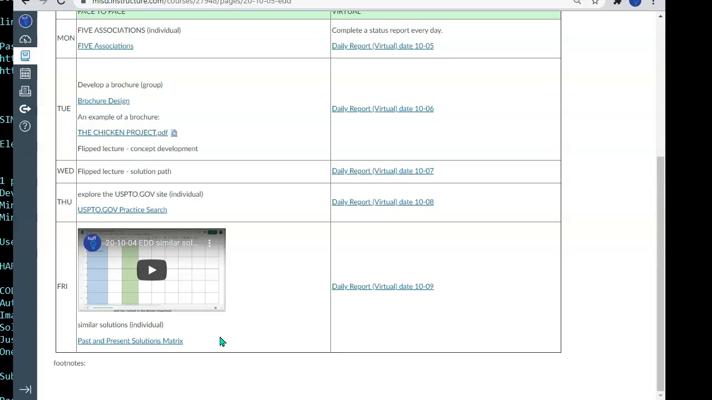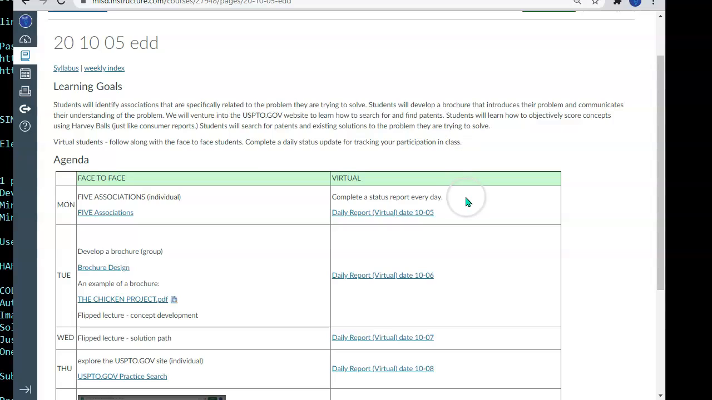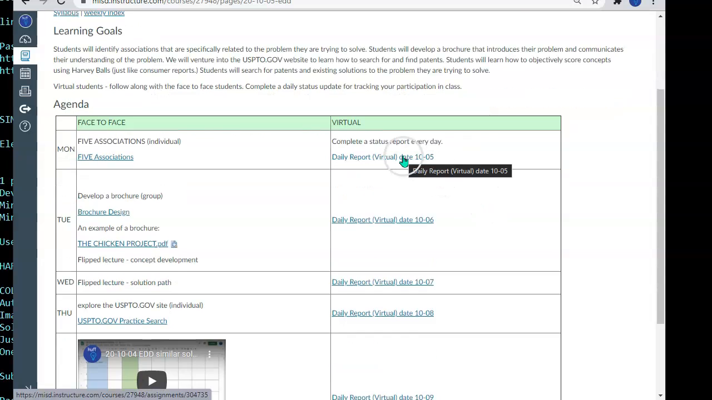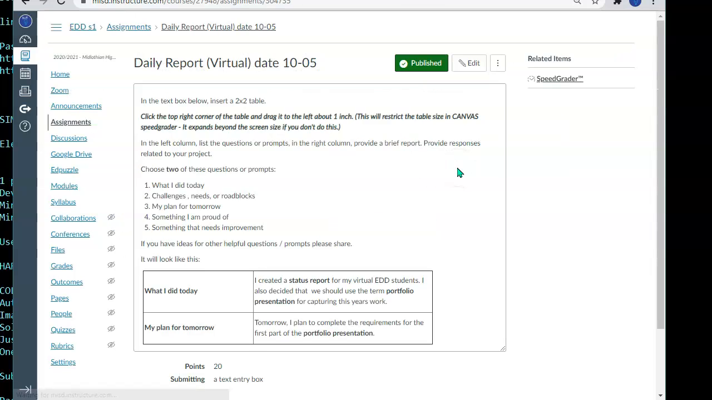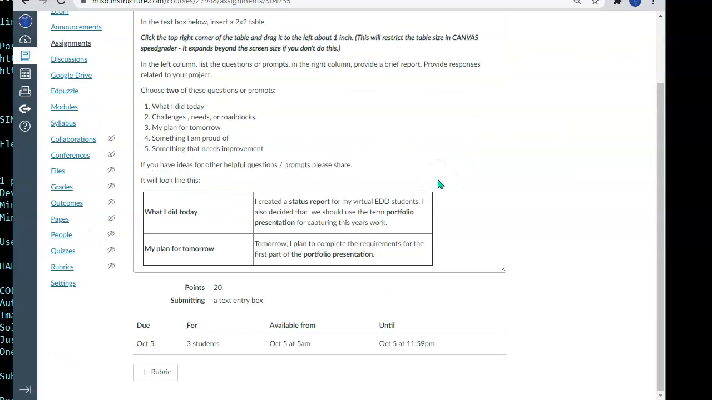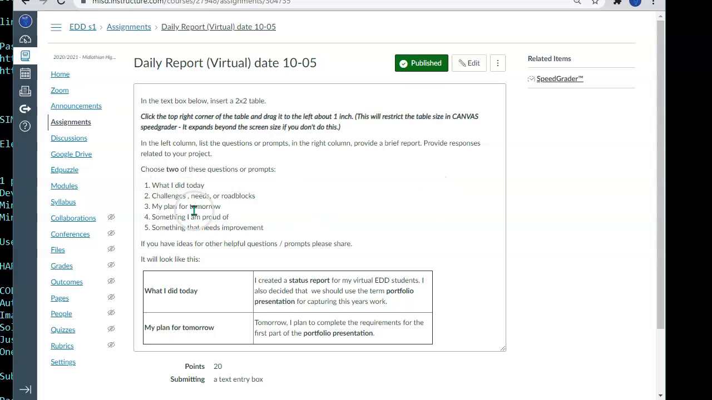If you are virtual, you will report every day what you're doing. So you'll open this assignment up for the day, and it will only be available to you for the day that it's due. And you're going to answer any 2 of these questions: what you did today, challenges, needs, or roadblocks, plans for tomorrow, something I'm proud of, something that needs improvement. If you have other ideas for prompts, put them in there. That's fine. I just need to get something from you that says, hey, this is what I was doing to advance my project.